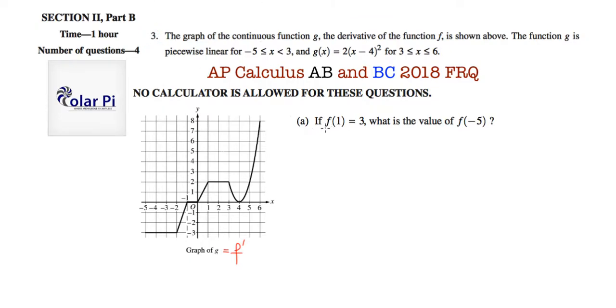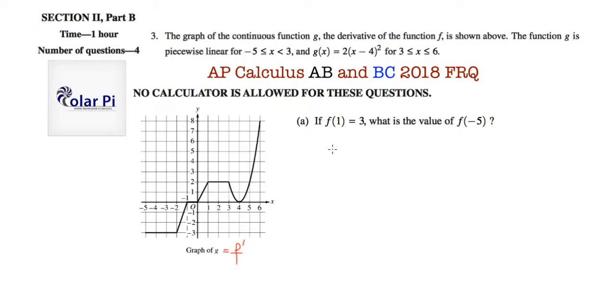Notice that this problem appeared both on the AB and BC 2018 FRQ. And in part A, we're asked to find f of -5 given that f of 1 is equal to 3. Now notice that the graph we're given here is the graph of g, which is f prime. So we're given the graph of f prime, a graph that tells us the slope of f. Now, knowing some information about f prime, we know how to go back to f. That is, from f prime, we know how to get information about f.